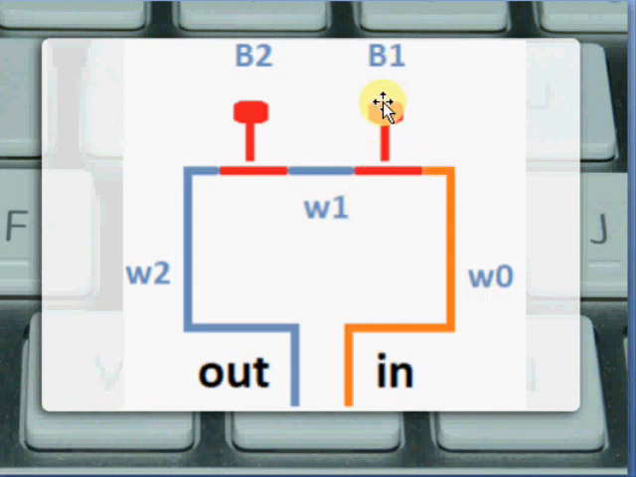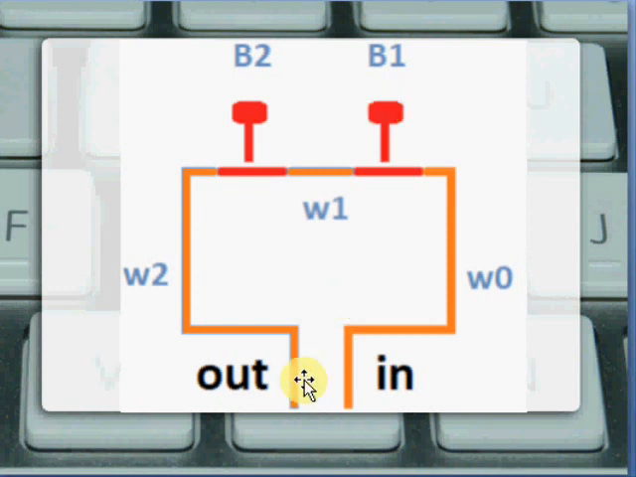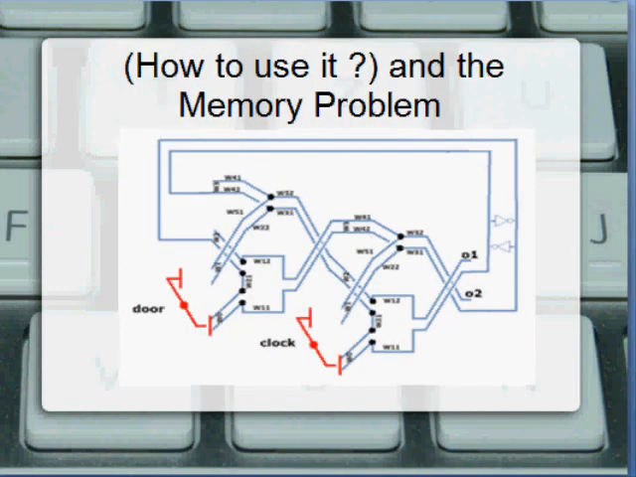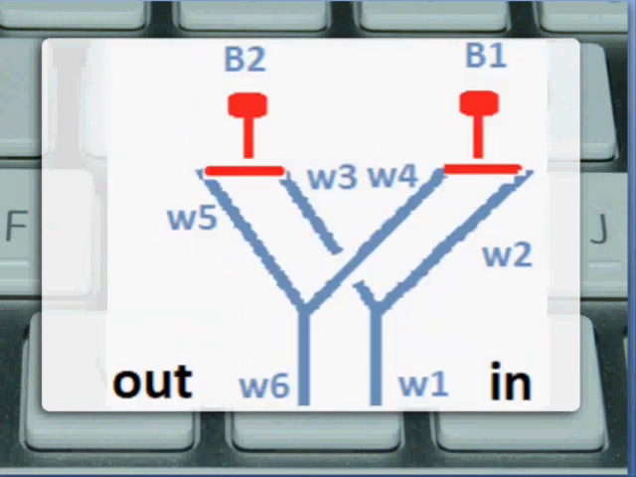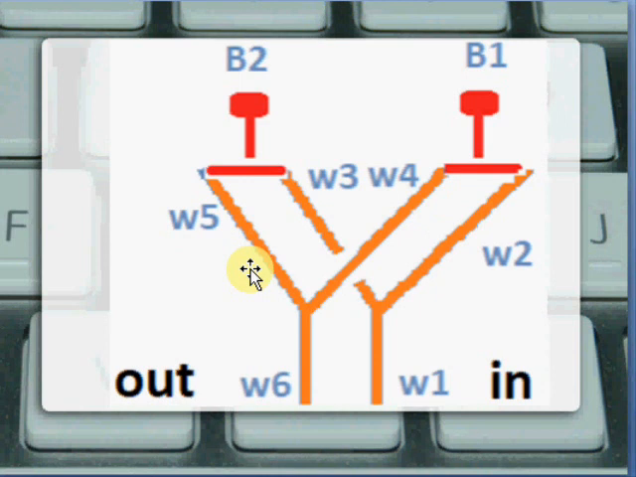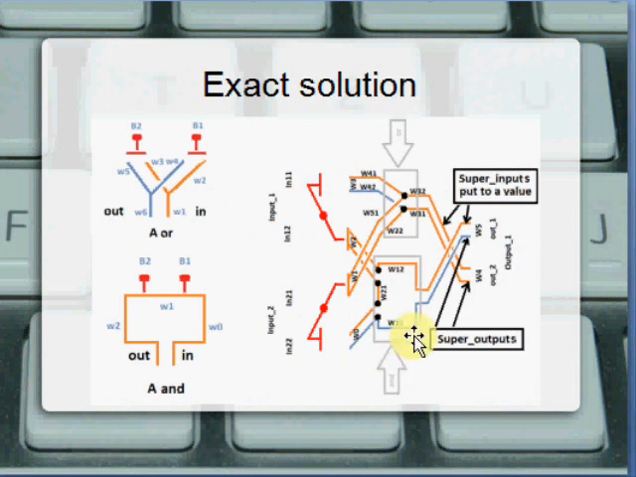The input here, if B1 is closed, the signal passes, and if B2 is closed, then the signal will pass again, and it would get back to out. So if we send a signal, it may get back or not, depending on these two, whether they are both closed or not. This is an AND. Okay, now this is an OR, and we send a signal, and if B1 or B2 is closed, then the signal would get back. Now that's an OR. Now we can put that AND and that OR within the circuit.